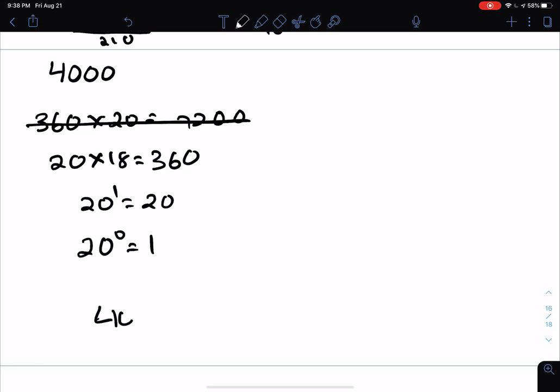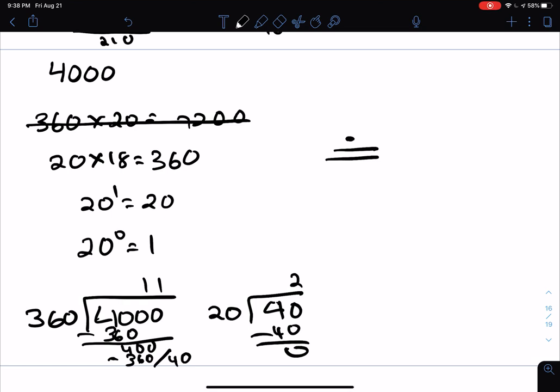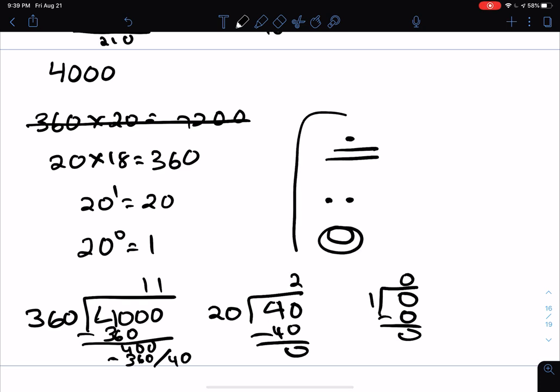All right, so do 4,000 divided by 360. So you get an 11. So that's 2 bars and a dot, right? 5, 10, 11. Then you do the remainder of 40 divided by the 20. 20 times 2 is 40. Ooh, remainder 0. It's a 2, so that's 2 dots. And then as soon as you divide 0 by 1, you're still going to get 0. So then you can use your little 0 symbol. And there you go.